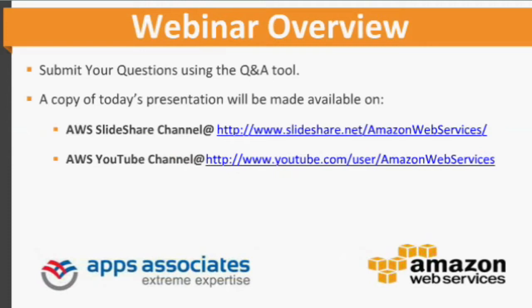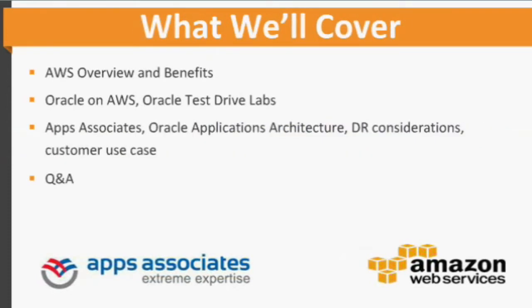We've got a great topic for you today. I'm pleased to be joined by Thuru Sadagapan, who leads the Enterprise Architecture Consulting at Apps Associates, which is one of our AWS consulting partners, as well as Bruce Burns, who's the Senior Business Development Manager here with Amazon Web Services. They both bring a wealth of expertise specific to Oracle on AWS. The key focus areas for us today will be an overview of our benefits on AWS as well as Oracle, Test Drive Labs, and Apps Associates will share some Oracle application architecture as well as DR considerations and a customer use case. So without further delay, I'd like to introduce you to Bruce Burns. Go ahead and take it away, Bruce.